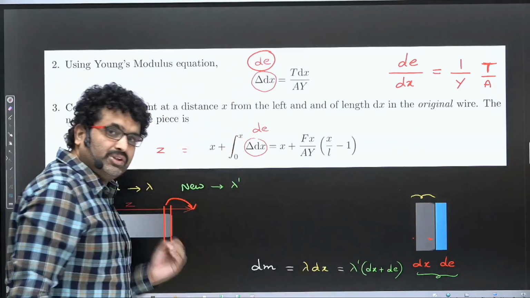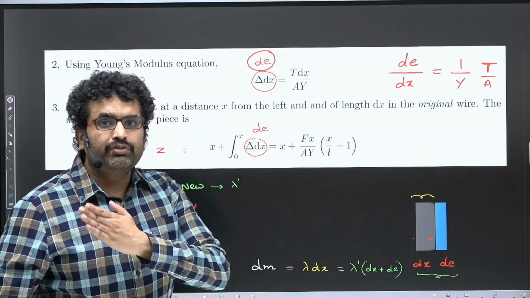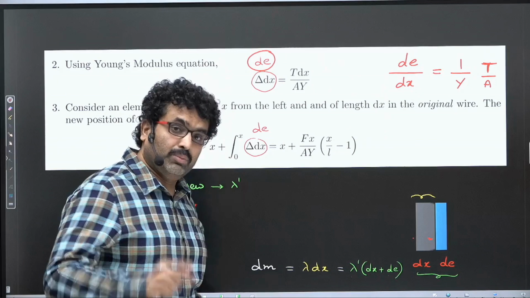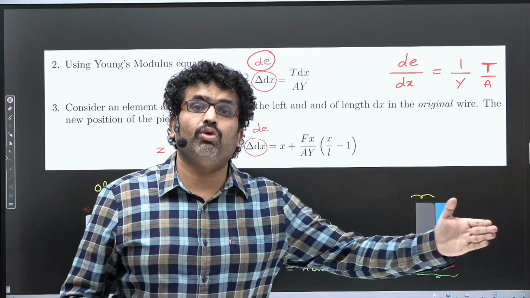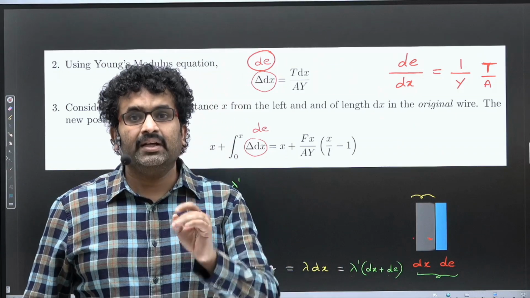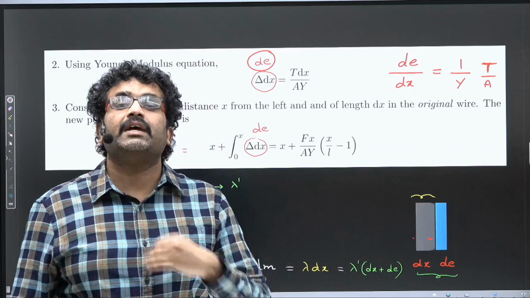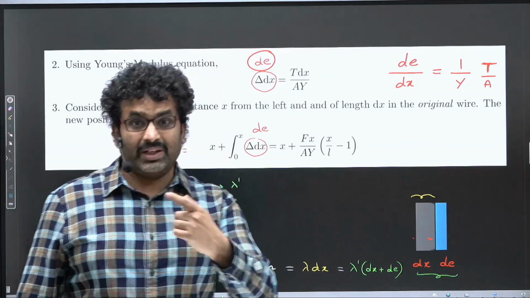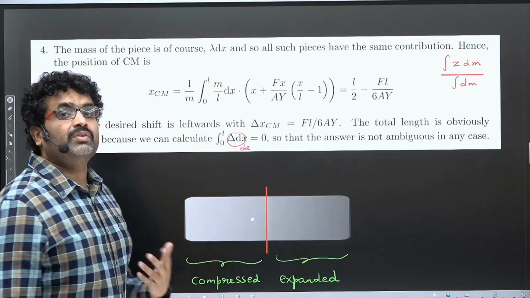This itself tells you, because each dε is different, lambda prime is not going to be a uniform value with x. Lambda is uniform. Originally it was uniform, but after the expansions and compressions, lambda prime won't stay uniform. That's why those students who took the midpoint of the left part as the CM went wrong there. Okay, I wanted to highlight this part because you might be curious what was your mistake.